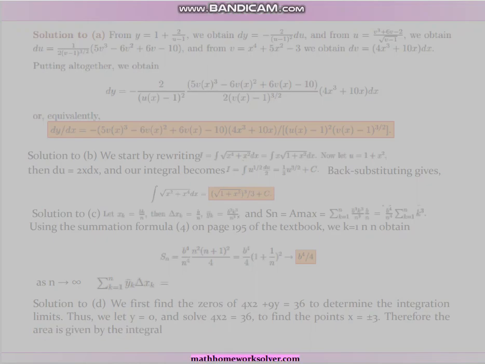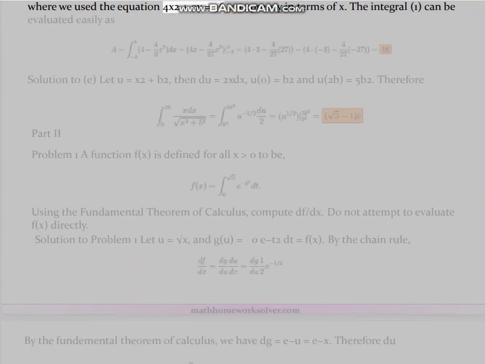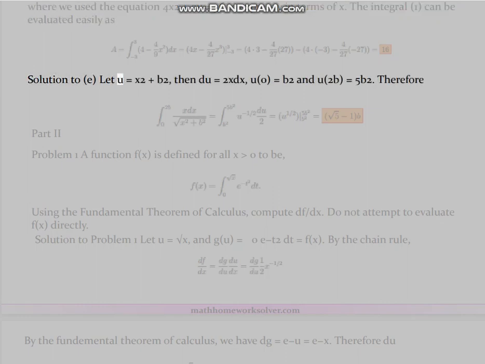MathHomeworkSolver.com. Where we used the equation 4x squared plus 9y squared equal to 36 to express y in terms of x. The integral 1 can be evaluated easily. Solution to E. Let u equals x squared plus b squared, then du equals 2x dx, u at 0 equals b squared and u at 2b equals 5b squared.